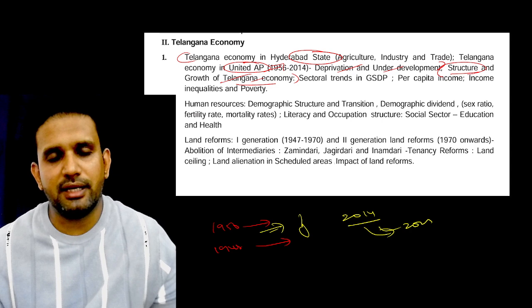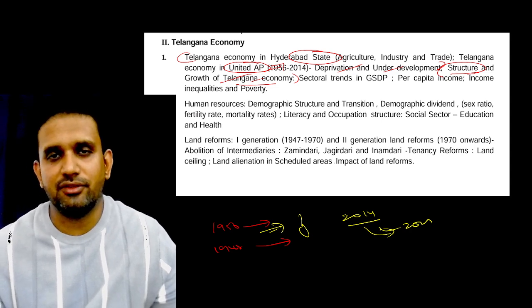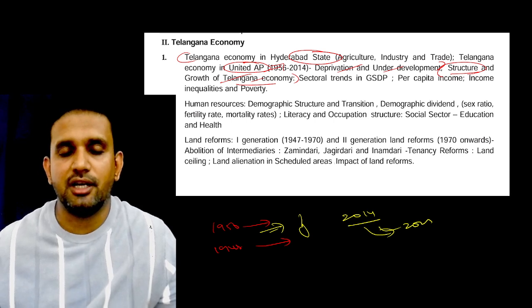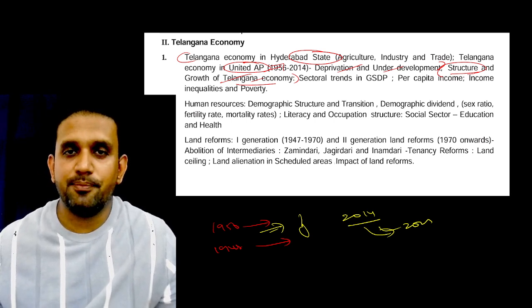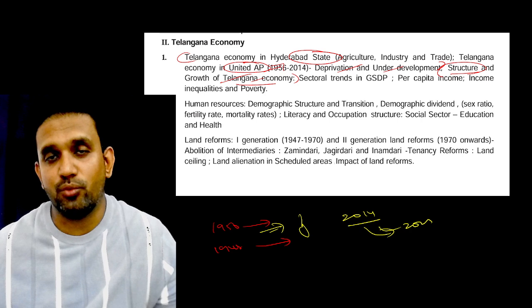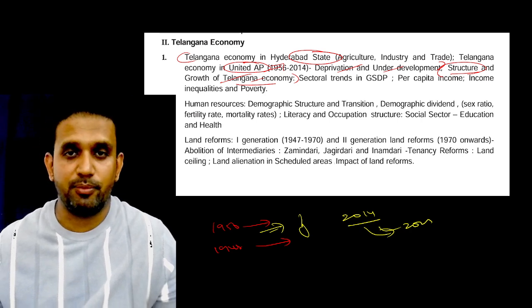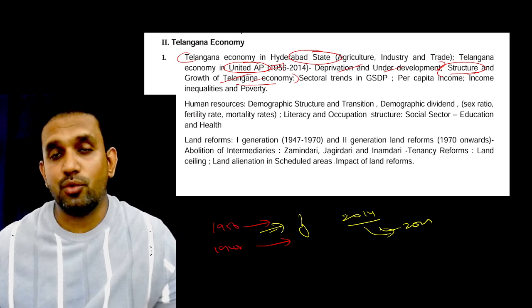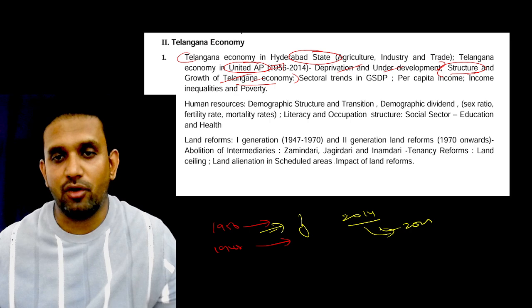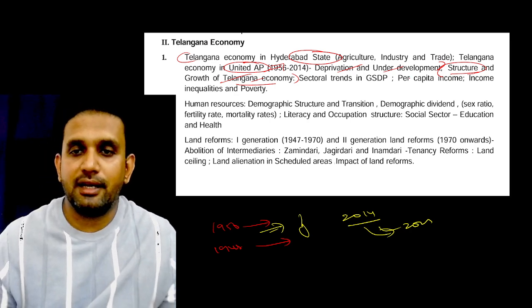Structure we understood: agriculture, industry, service sector, and how the structure has transformed with regard to its contribution to the GSDP, whether the service sector has overtaken the agriculture and industry sectors over a period of time. What was the growth rate within agriculture, allied sectors, livestock, animal husbandry, all that we are also having.